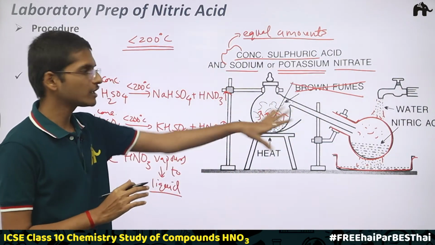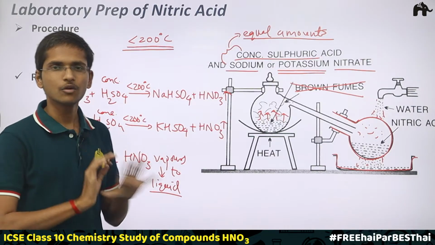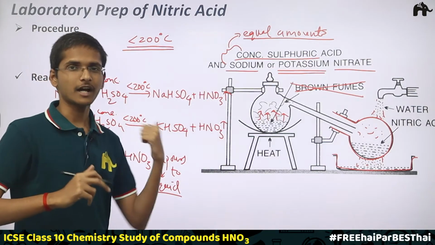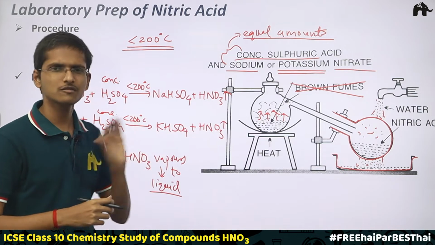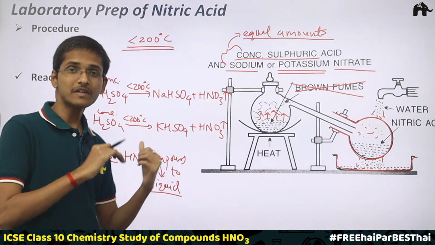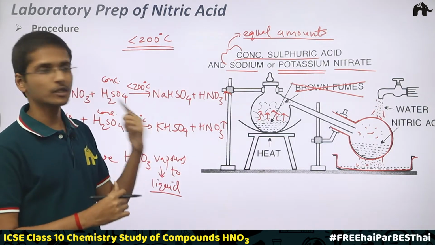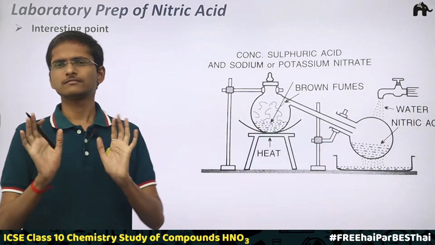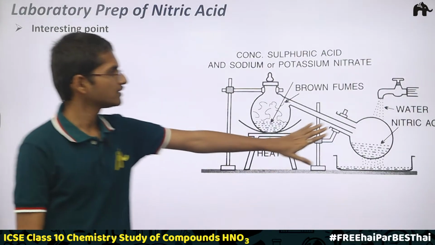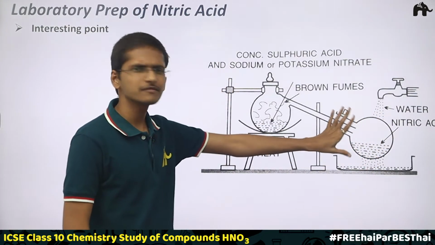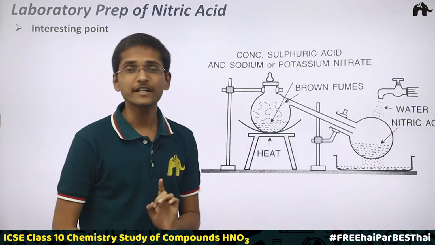But here, how we are collecting the gas, it's very simple. Nothing much complicated like hydrogen chloride or ammonia. The process is absolutely very simple. But now the interesting thing comes next. Now we have collected nitric acid in this receiver or glass flask. But there is a problem with this nitric acid.